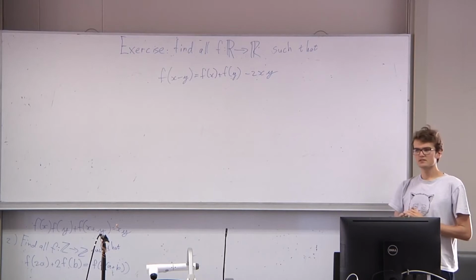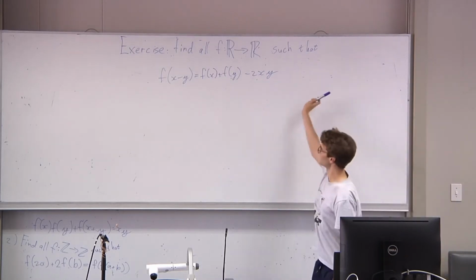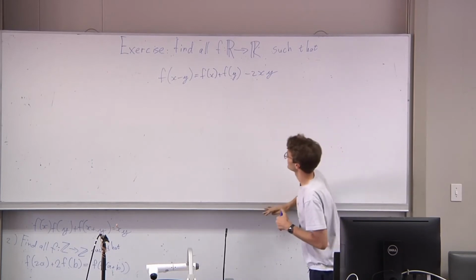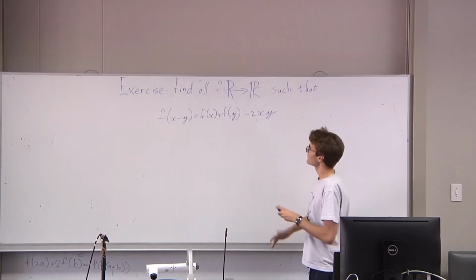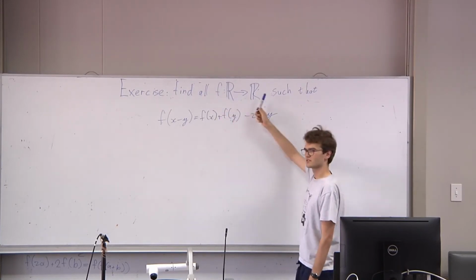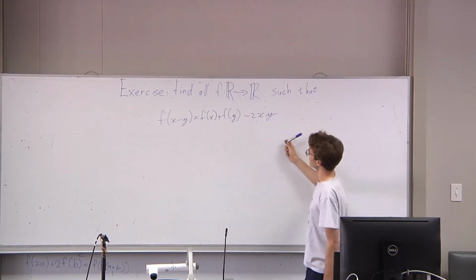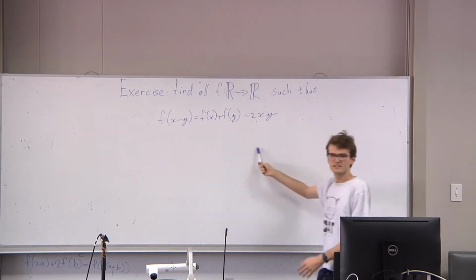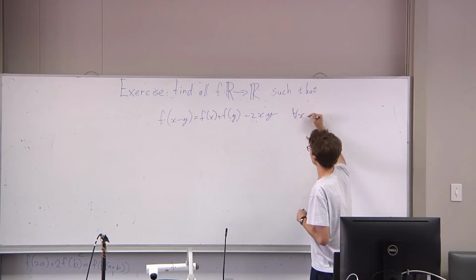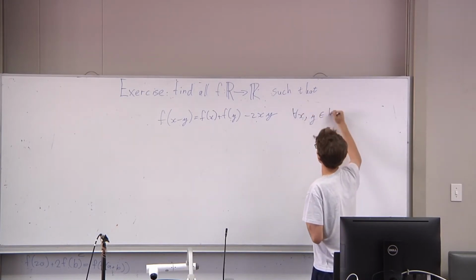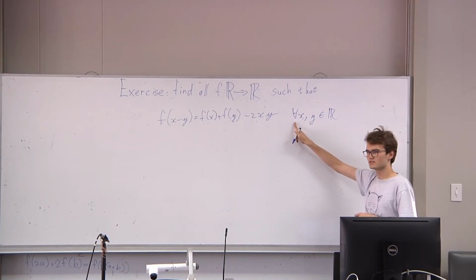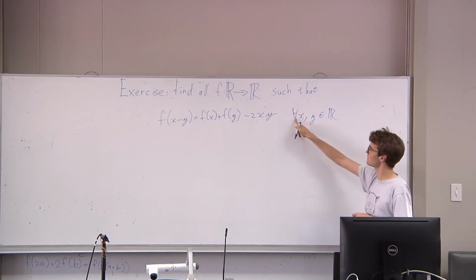Okay, so first of all, we have to know what this means. What does the question actually mean? You're given some function f that has domain real numbers, codomain real numbers, and this property has to be true for all x and y in the reals. You know that symbol, right? Does it mean it has to be true? For all.